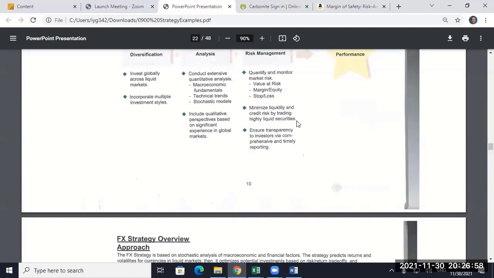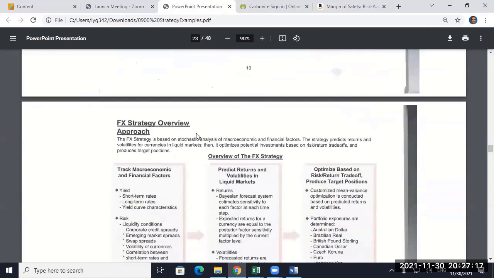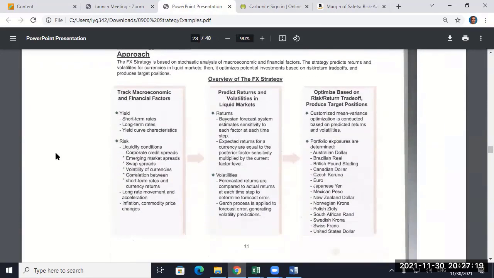There's been a lot of research done on illiquid securities and that you can actually add a lot of value by trading illiquid securities. So if you're a small investor, that's actually a huge advantage. But a large investor can't do that. Ensure transparency to investors via comprehensive and timely reporting. I don't see anything in there that really gives me confidence in their risk management.